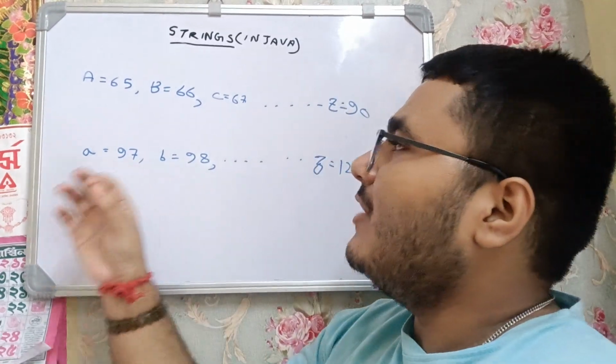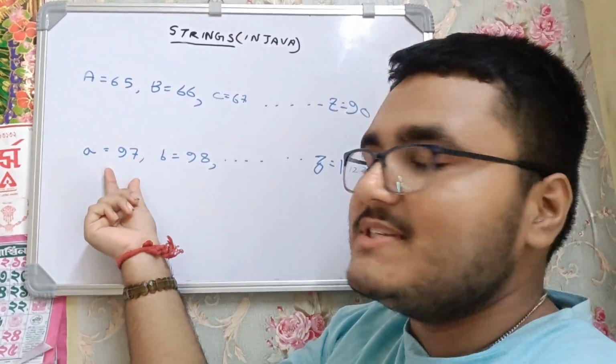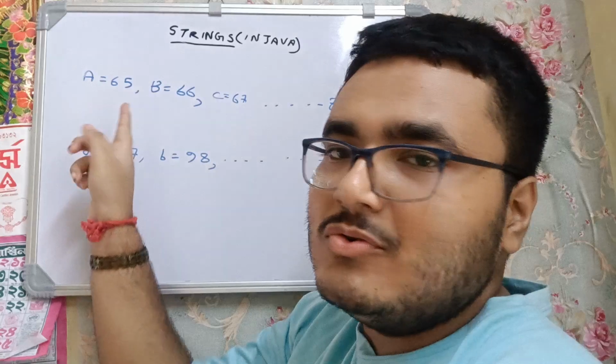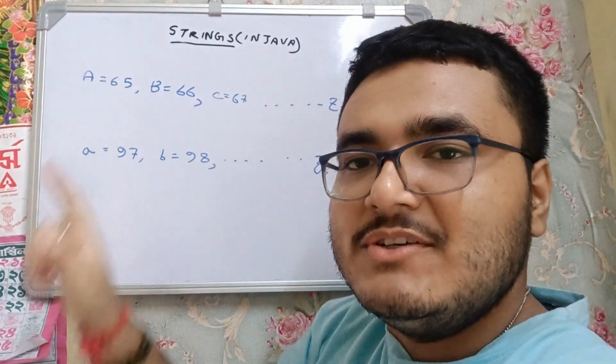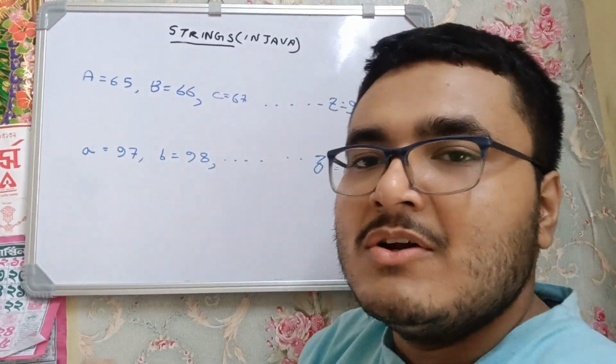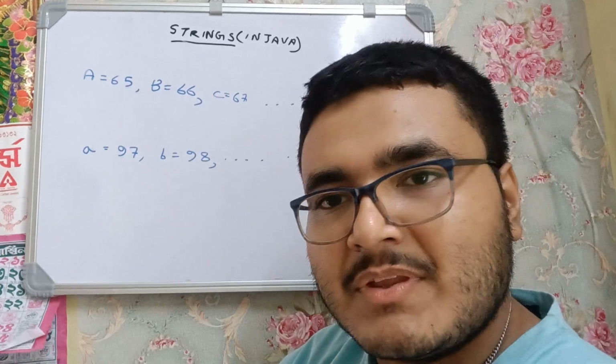What is actually happening is that the system converts these ASCII values into their equivalent binary form to store the characters. Fine.